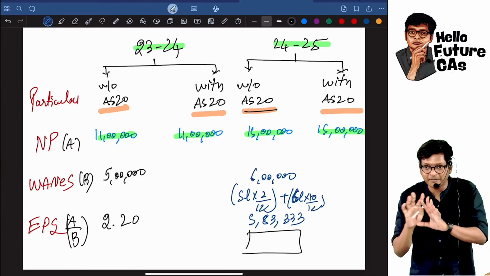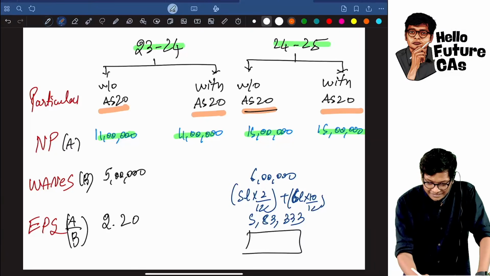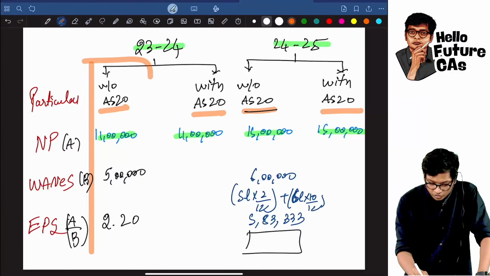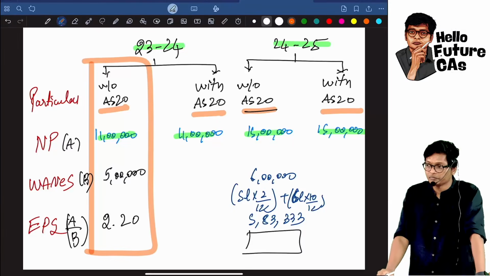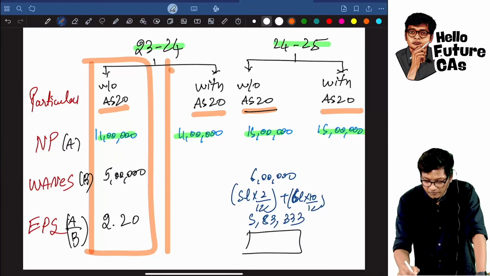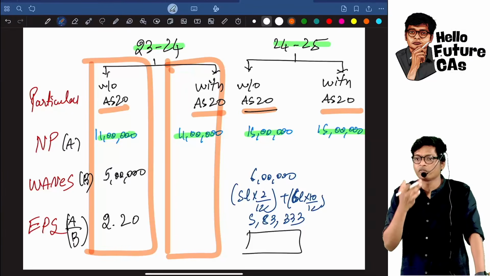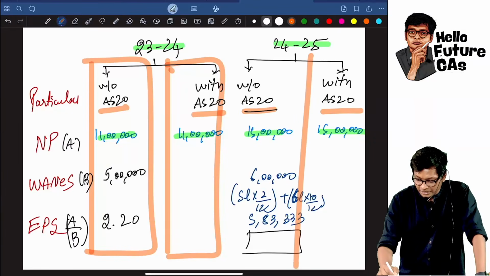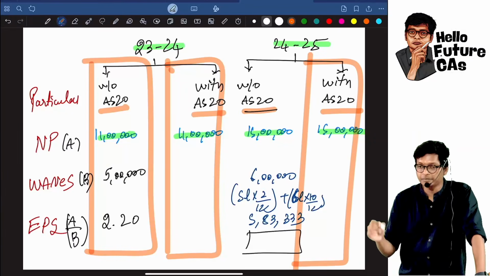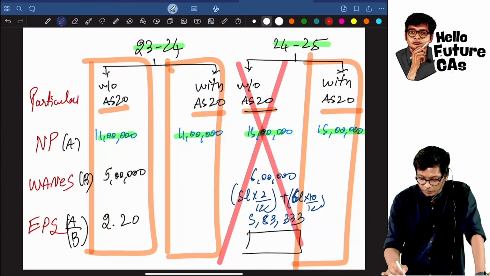But these are not relevant for me. I am showing you mistakes that can happen. In the exam, you have to show this column without AS20 for half a mark. And then you have to show with AS20 what is the restated EPS. Current year with AS20 only is important. This column is of no use.